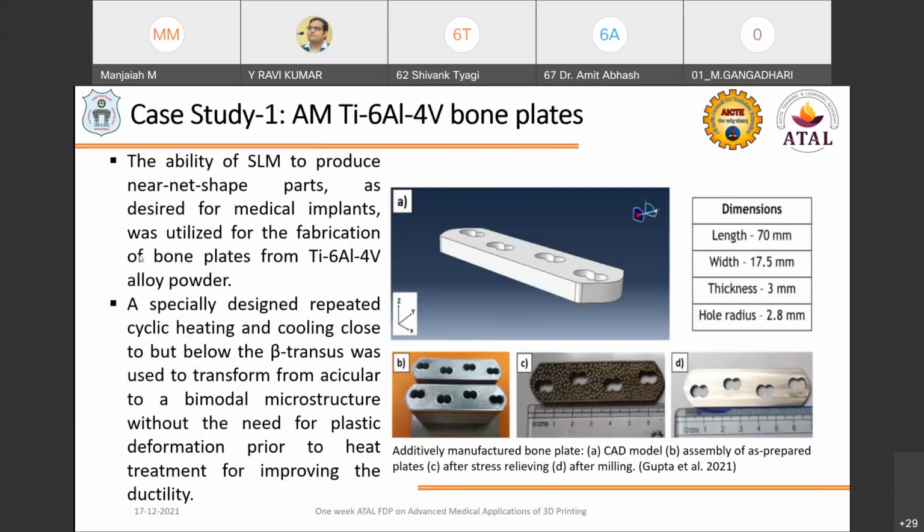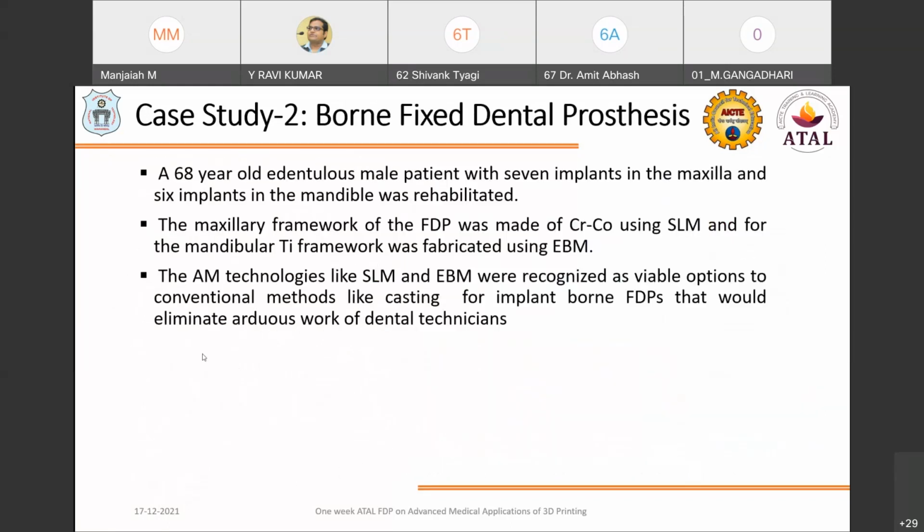And with respect to other case studies, what we are discussing here are some of the bone plates which are made by this SLM process. You can see these kinds of bone plates of 70 mm length with a width of 17.5 mm and a thickness of 3 mm, with different hole radii of 3.2 and 8 millimeters. These kinds of bone plates are made by this SLM process with a titanium material, specially designed, and repeated cyclic heating and cooling takes place to produce the beta transformed microstructure, a circular microstructure in the fabricated titanium materials, with improved ductility properties by the heat treatment process with this kind of plates.